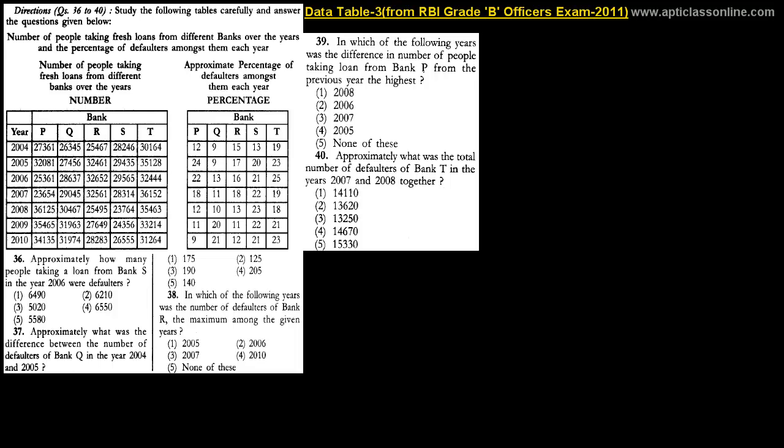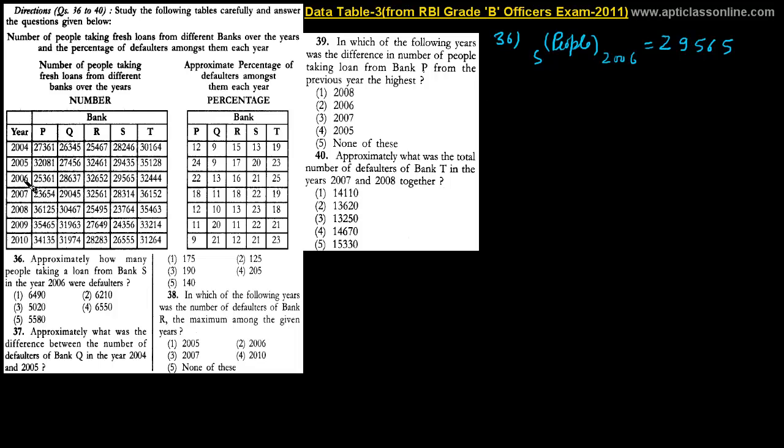So let's start with this question. Take first question number 36. Approximately how many people taking a loan from bank S in the year 2006 were defaulters? So first of all, find out the number of people taking loan from S in the year 2006. For bank S, this column, and for 2006, this much. So 29565 people have taken loan from bank S in the year 2006.